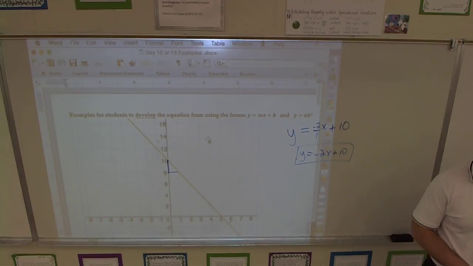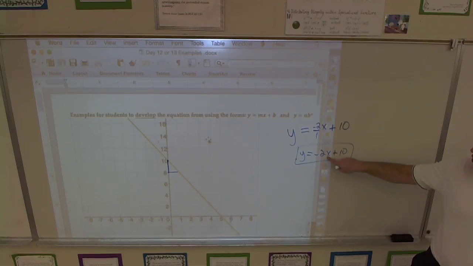If you go 2 for x, you get 6. If you go 3 for x, you get 4. If you go 4 for x, you get 2. That's why the growth rate is always attached to x, because x is the variable that lets you decide how far you want to go. 10 just says where to start from. Okay? That's it on that one.